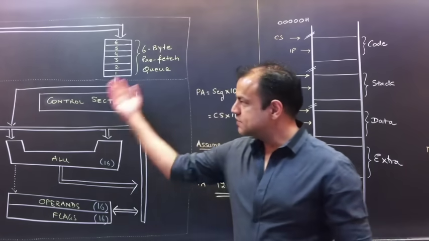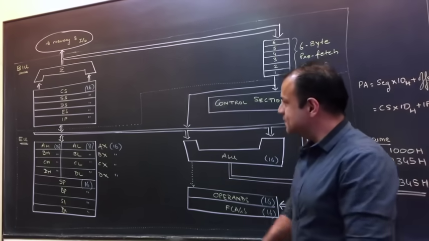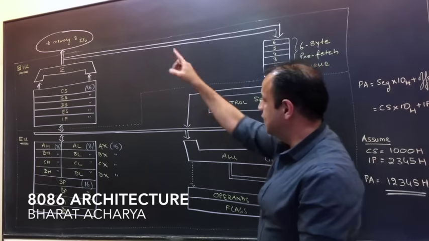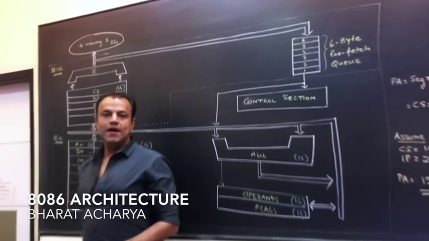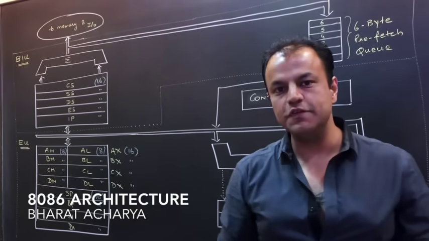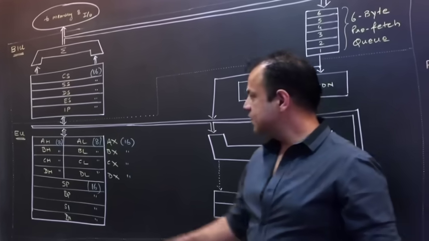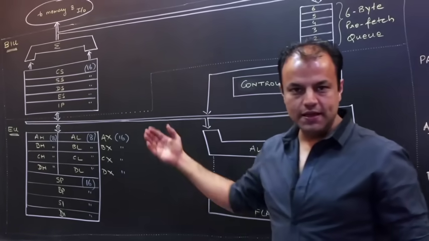Now let's start. Look at the whole architecture. The first thing that you notice is that the architecture is divided into two units. Can you see that? This upper section is called the BIU. BIU stands for Bus Interface Unit. I say again, Bus Interface Unit. The lower section, where all the action takes place, is called the Execution Unit, EU. So your architecture has a BIU and an EU.